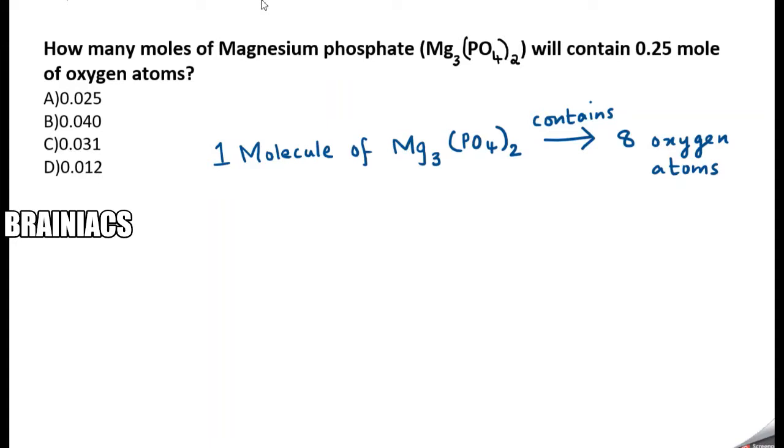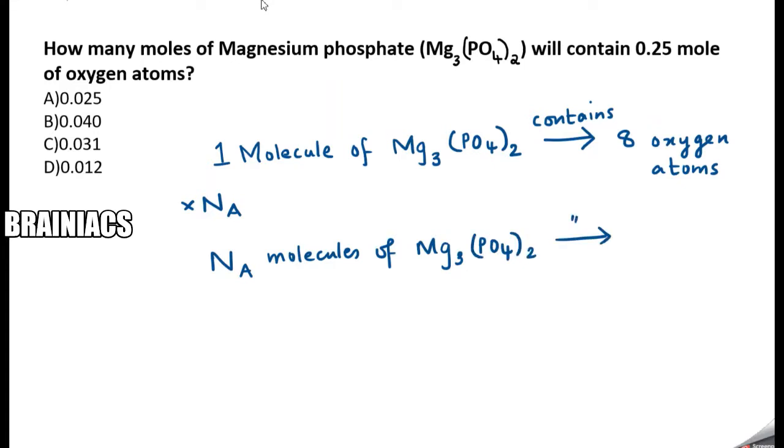Now I am going to multiply this with Avogadro number, Na. So this will become Na molecules of Mg3(PO4)2 contains, when you multiply on the LHS, multiply on the RHS also. So this will become 8 into Avogadro number of oxygen atoms, correct? Oxygen atoms.